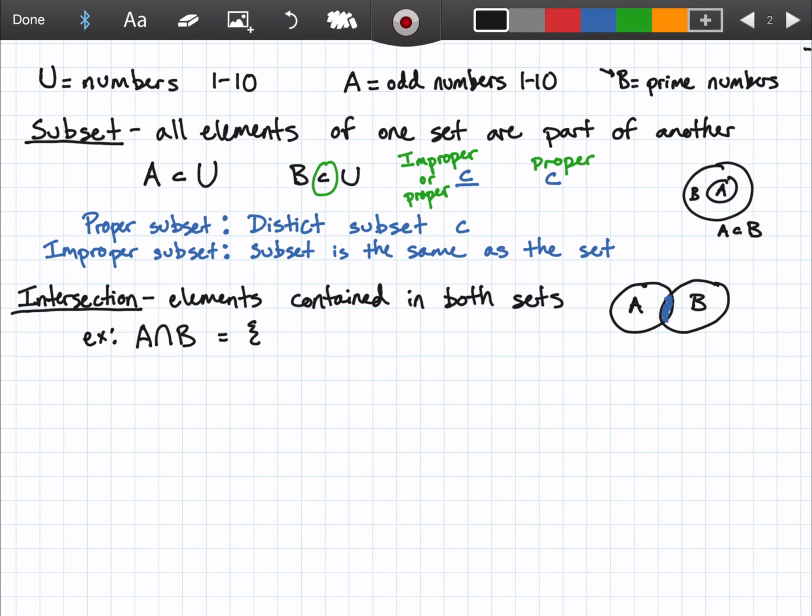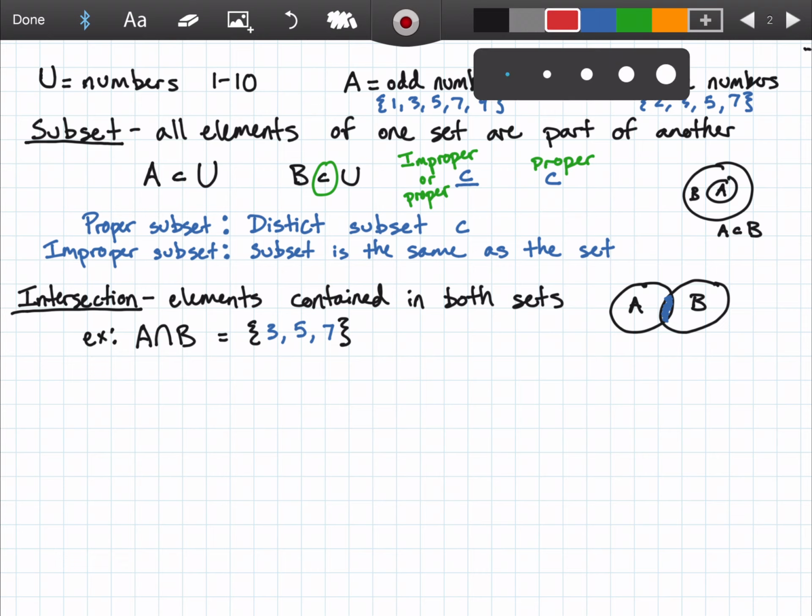So our prime numbers here, maybe we should just write these down because that'll be helpful. Odd numbers 1, 3, 5, 7, 9. Prime numbers 2, 3, 5, 7. So which numbers are in both A and B? Well, that's going to be 3, 5, and 7. And that is going to be the intersection. So the symbol for that, here, I'm just going to start putting the symbols in red, is basically an upside down U.